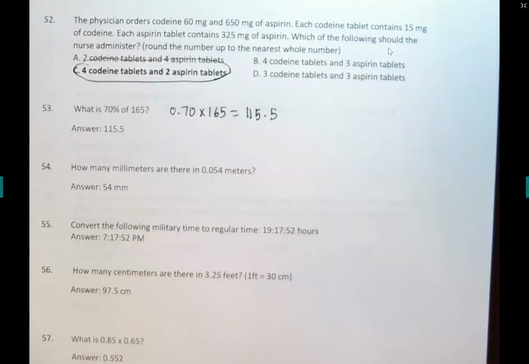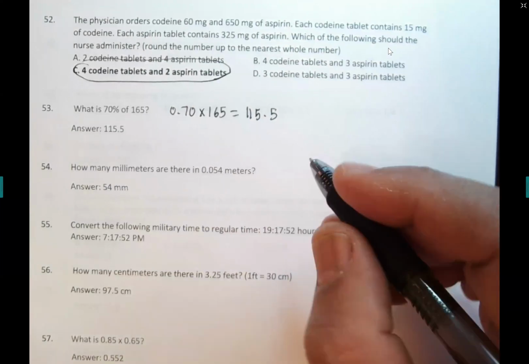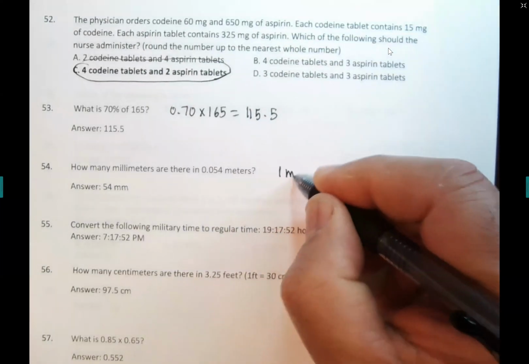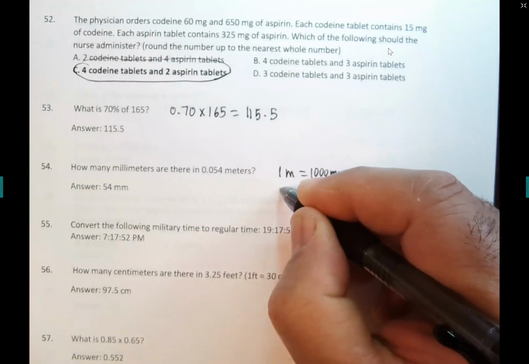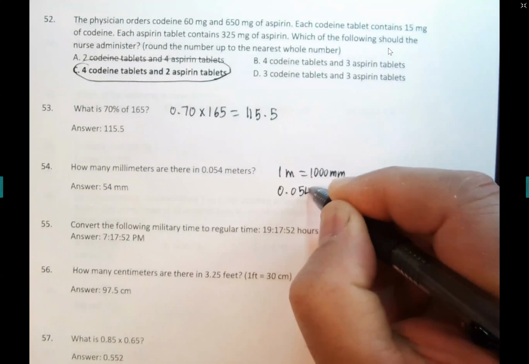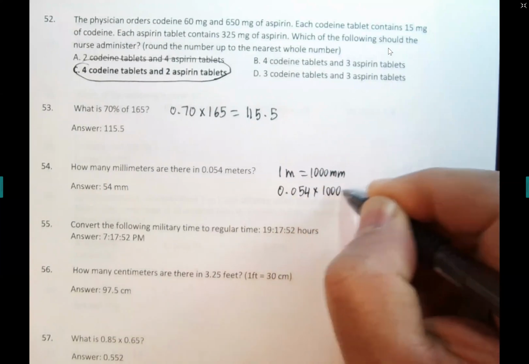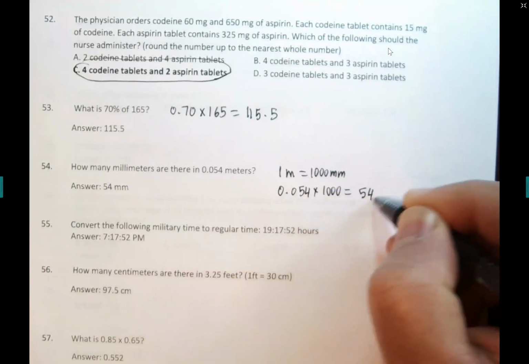How many millimeters are there in 0.054 meters? 1 meter is 1,000 millimeters. To go from meter to millimeter, you need to multiply. And that will be 54 millimeters.